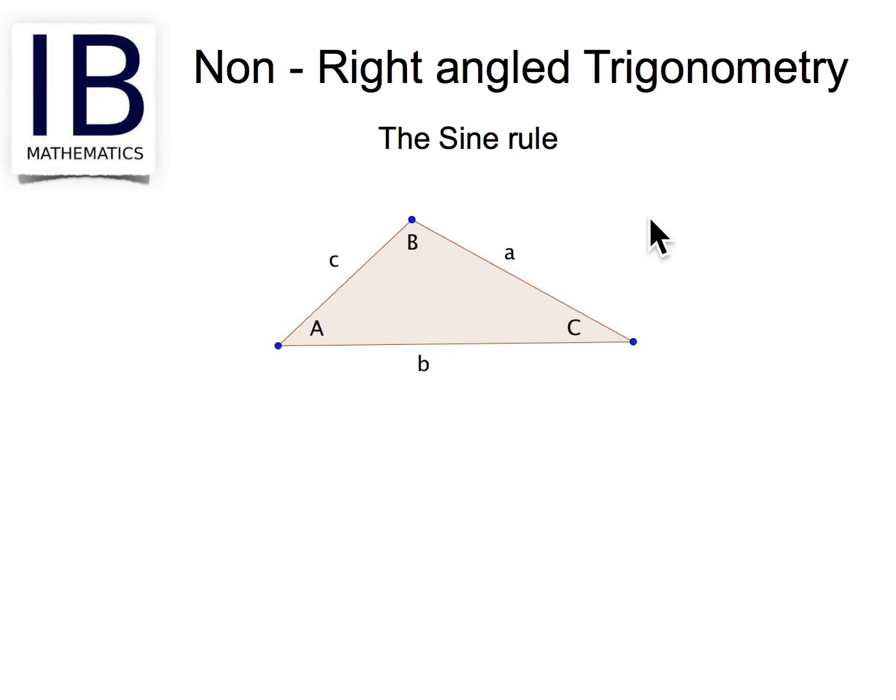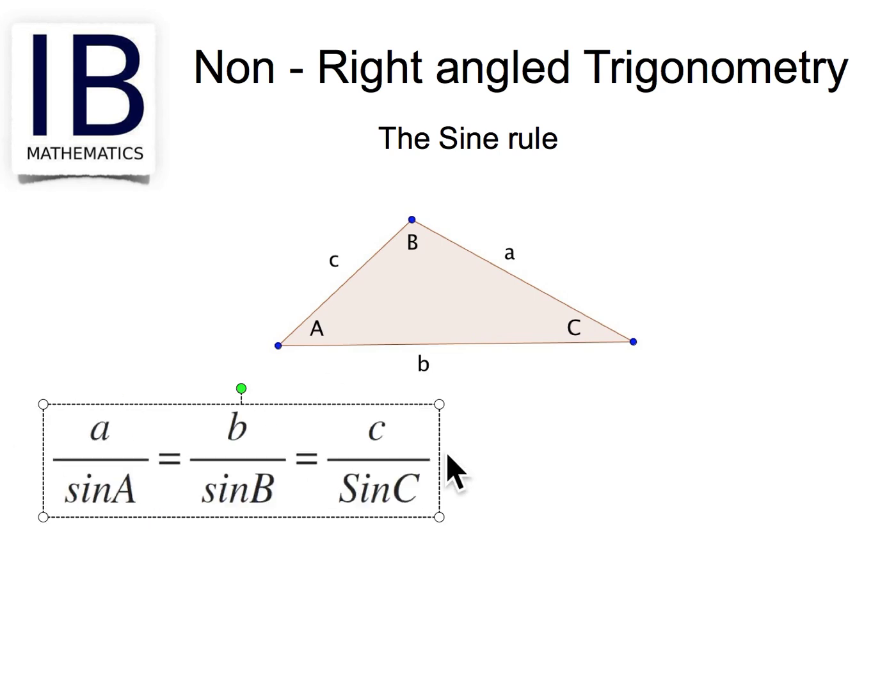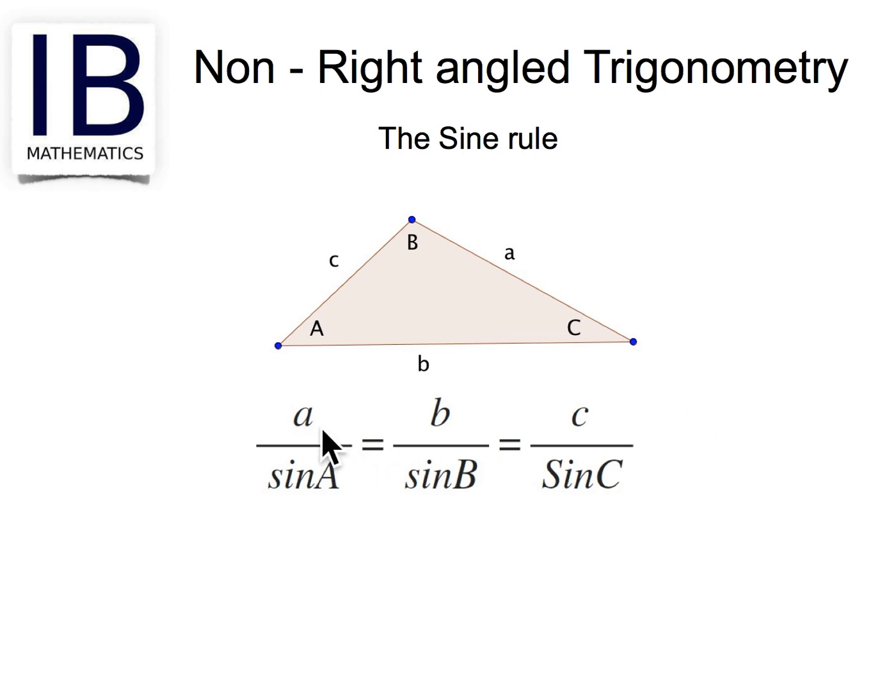I think it's really important to recap that it doesn't matter what you label the sides as, as long as you recognise that the relationship is between the side length and its opposite angle. That's really key to working with the sine rule. The sine rule, simply stated, says that if you take the side length A and divide it by the sine of its opposite angle, then you will get the same result as if you took the side length B and divided it by the sine of its opposite angle, and likewise for C.